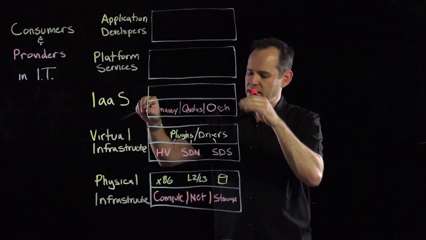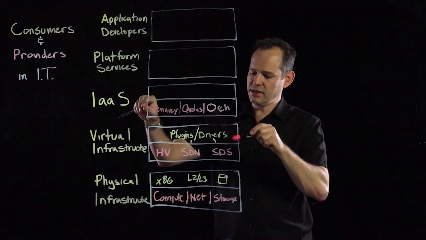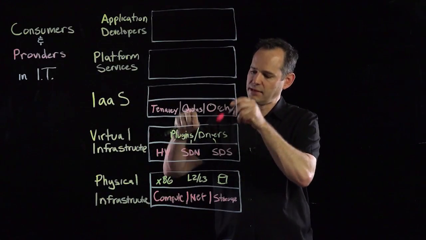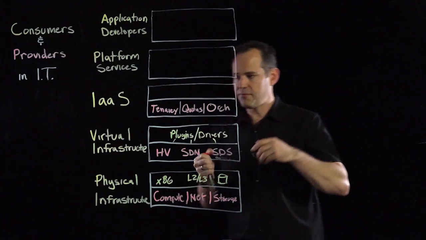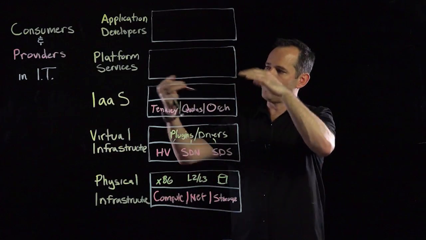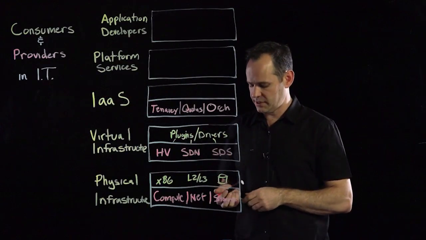But at the IaaS layer, do I care about the physical infrastructure? Probably not. Okay? Because everything is abstracted through the virtual infrastructure. That's what I interact with and consume. Now, if we work up above the IaaS layer, here's this generic platform services team.